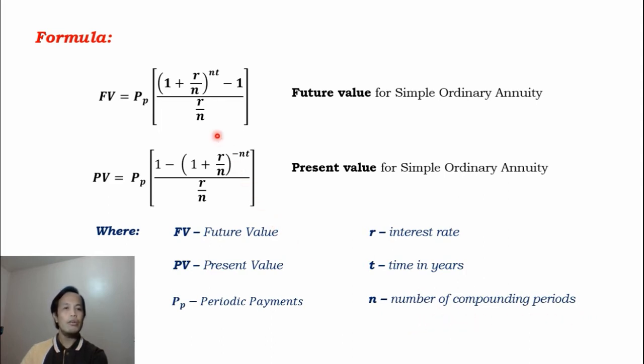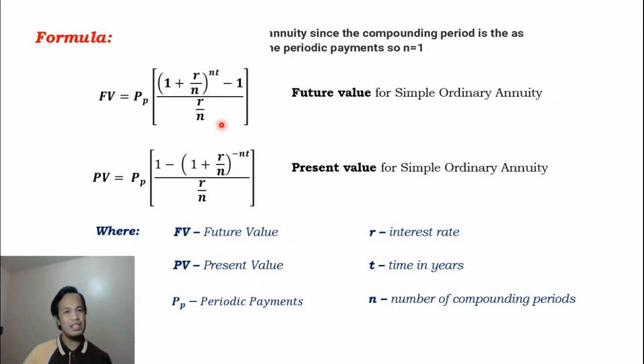Take note that in some other sources, the R over n here is denoted by i, which is the rate divided by the number of compounding periods. But I opted to write R over n so that it would be easy for us to identify the rate and the number of compounding periods, so you will not get confused about this i, which is just the same as R over n. So we will be using this formula for the future value and the present value.